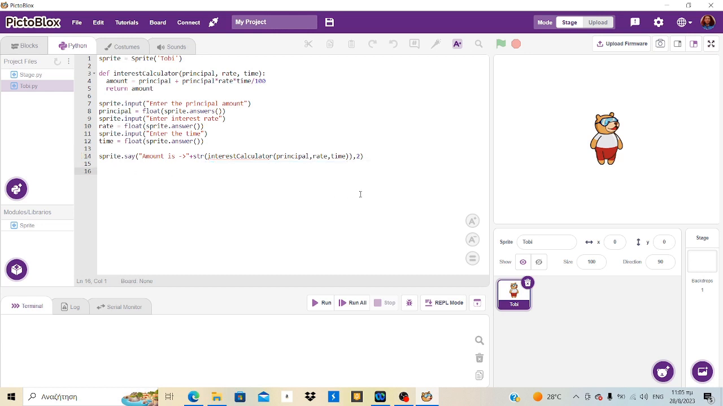So let's see if everything is okay. Float, sprite answer, enter the time, enter interest rate, and let's find out if our code is correct. So enter the principal amount, 10,000.